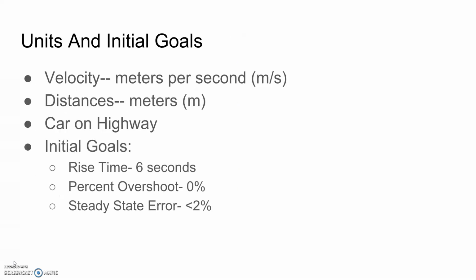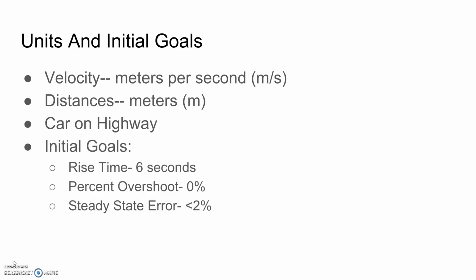In order to quantify our system, the following units will be used. The velocity will be measured in meters per second. The distance will be measured in meters. We will examine the feedback loop of the car on the highway, and we will use the rise time, steady state error, and percent overshoot to examine the effects on the system.